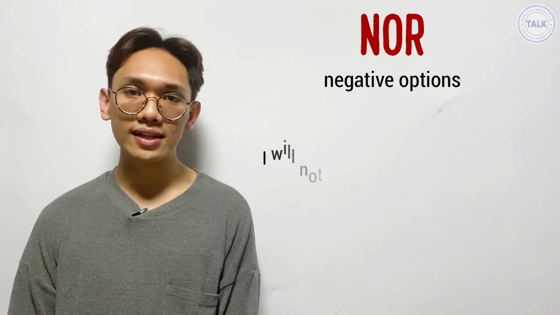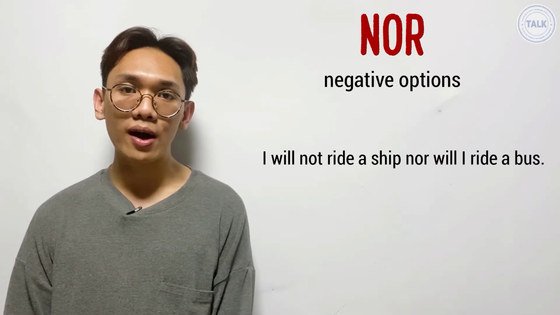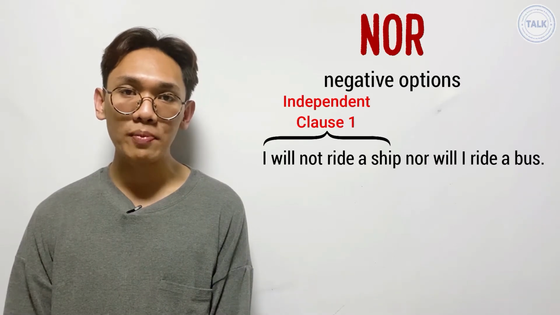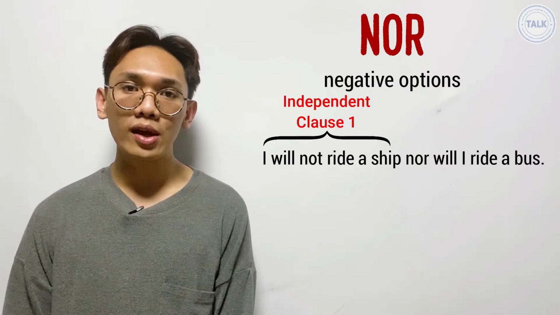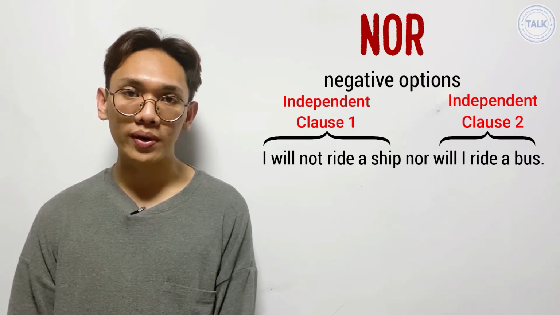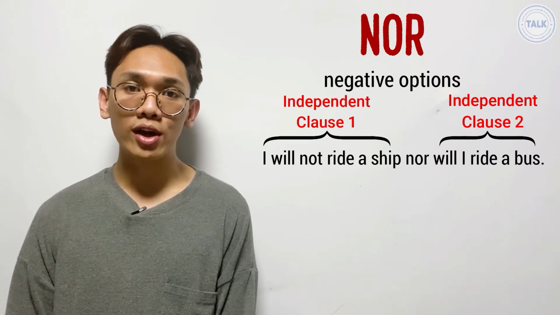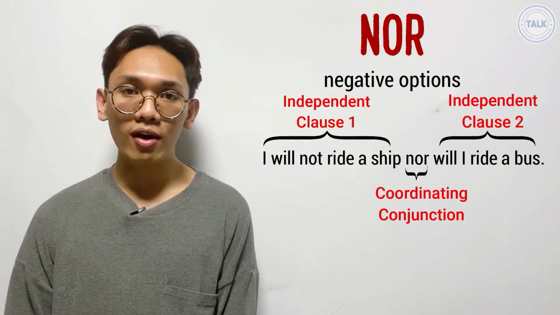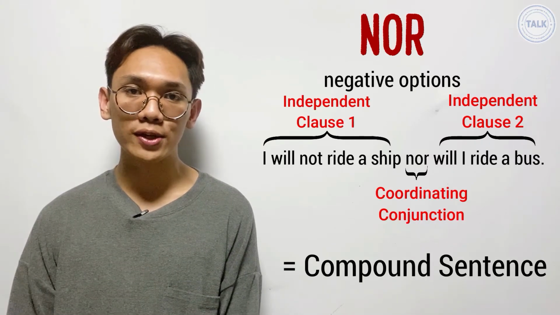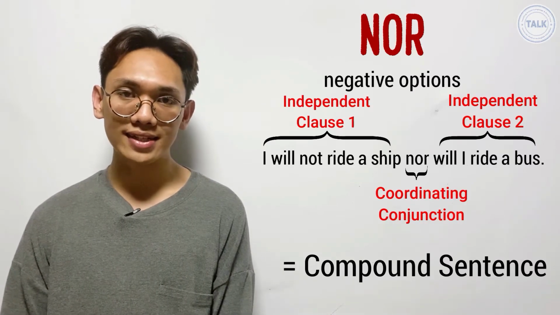So let's say in the sentence, I will not ride a ship, nor will I ride a bus. We have I will not ride a ship as our independent clause number one, and will I ride a bus as our independent clause number two. So this means that I will not ride a ship and I will not ride a bus. We are connecting two independent clauses joined by the coordinating conjunction nor, therefore considered a compound sentence.